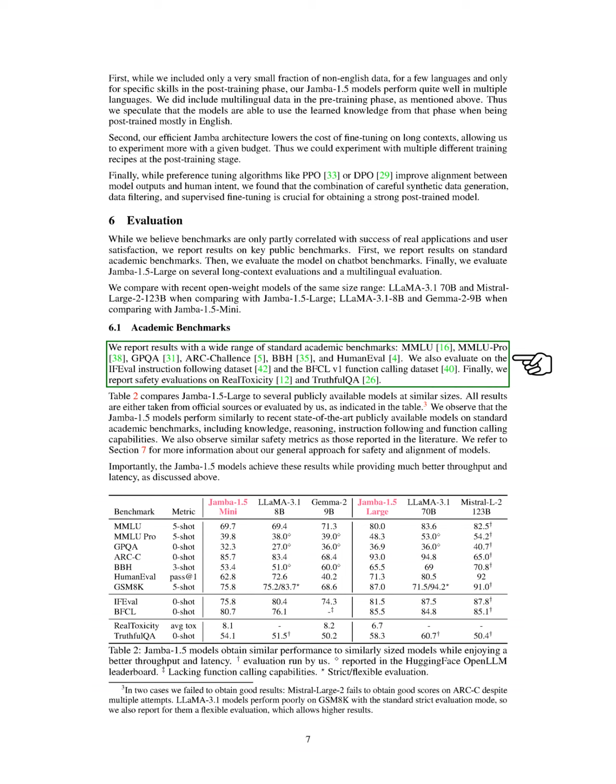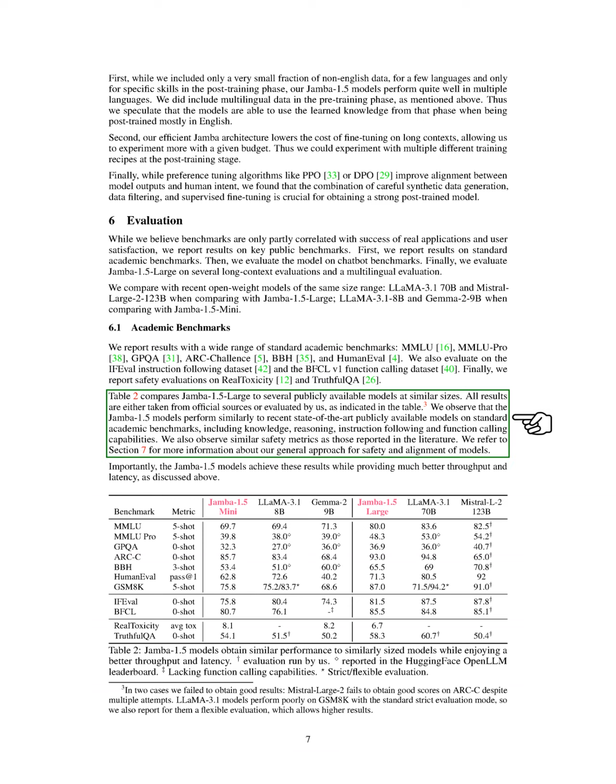For academic benchmarks, we report results across various standard tests, including MMLU, GPQA, and HumanEval, among others. We also evaluate on instruction following and function calling datasets, along with safety evaluations. Our findings indicate that Jamba 1.5 models perform comparably to recent state-of-the-art models on academic benchmarks, demonstrating strong capabilities in knowledge, reasoning, instruction following, and function calling, while also maintaining good safety metrics.